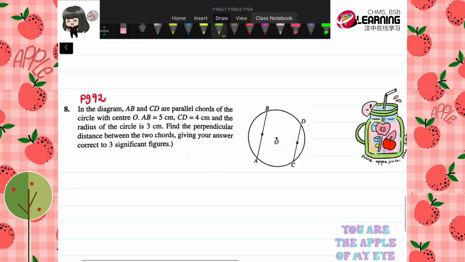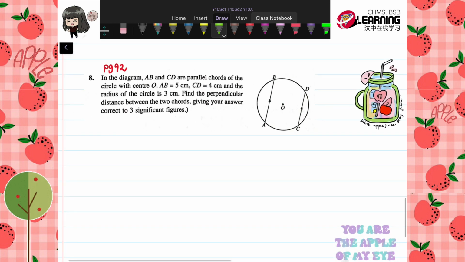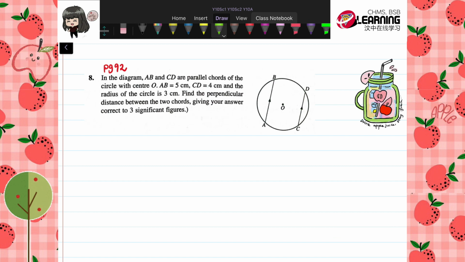Okay, and then let's look at page 92, number 8. This one I will teach you how to do. If you see this question, do you think that this is theorem number 2? Theorem number 2 tells us about equal chords. But these two chords, AB and CD, are different, even though they are parallel.